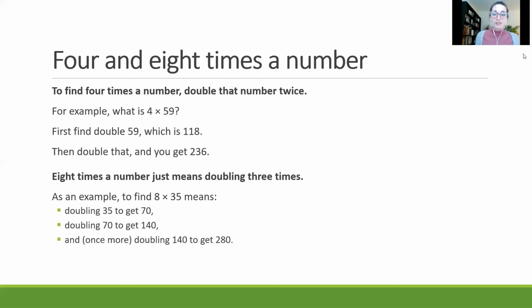Instead of 4 times 59, what I could do is 59 times 2, and then take the product of that, 118, and double it again to get 236. Same thing with the times 8. I could start by doubling 35 to get 70, doubling that to get 140, and then doubling that to get 280. So it's a way of breaking down these concepts to make them a little bit more manageable to do in your head.